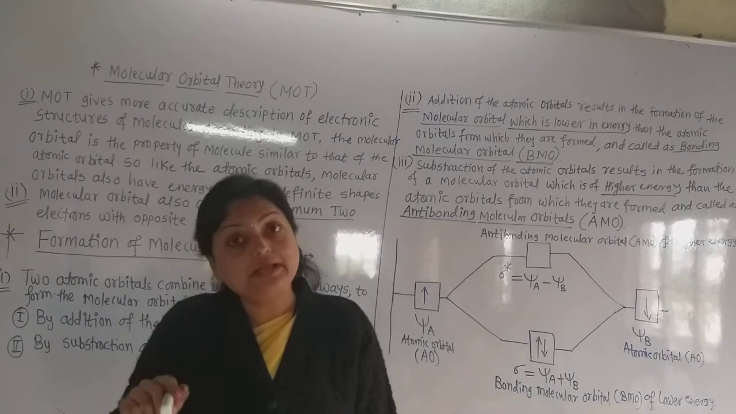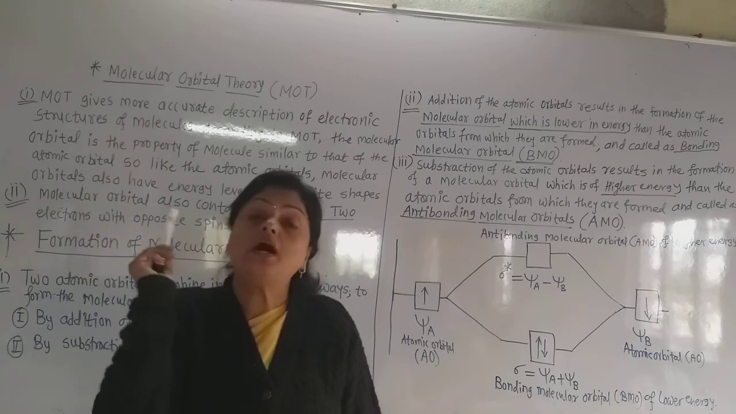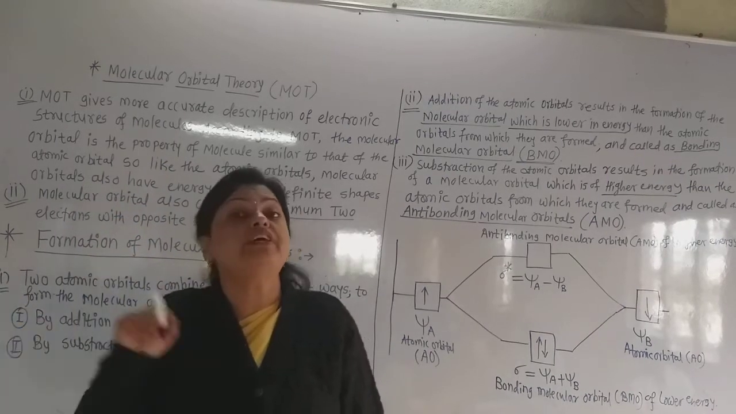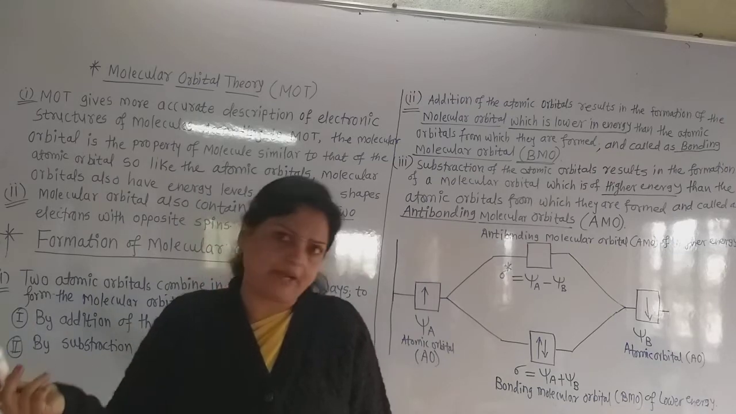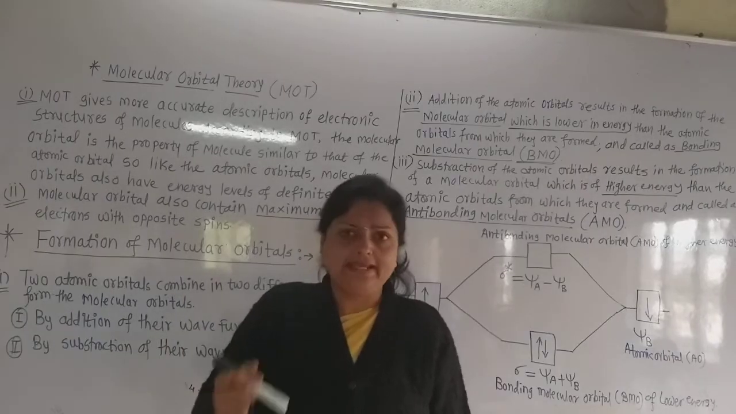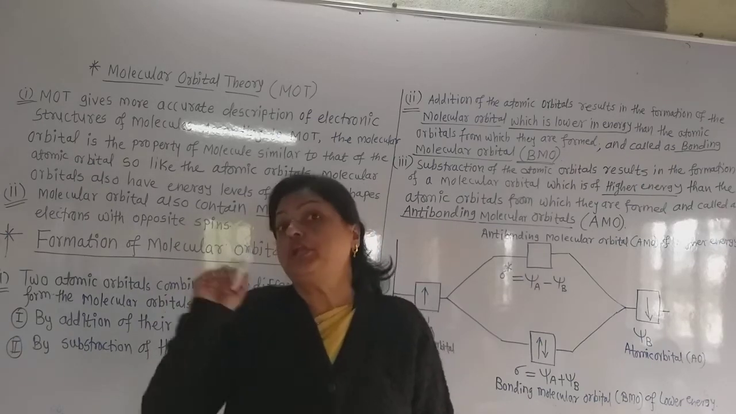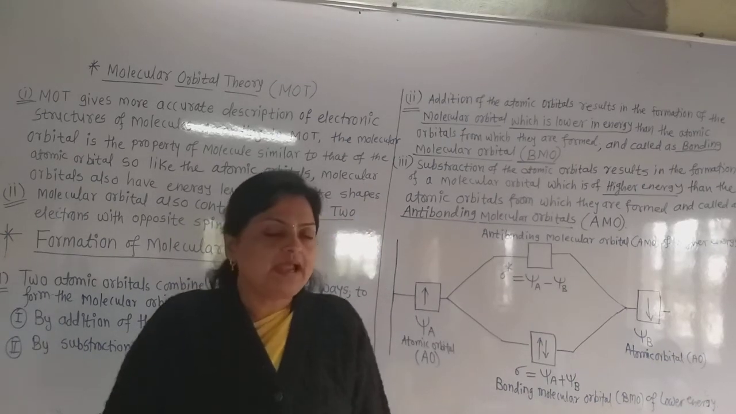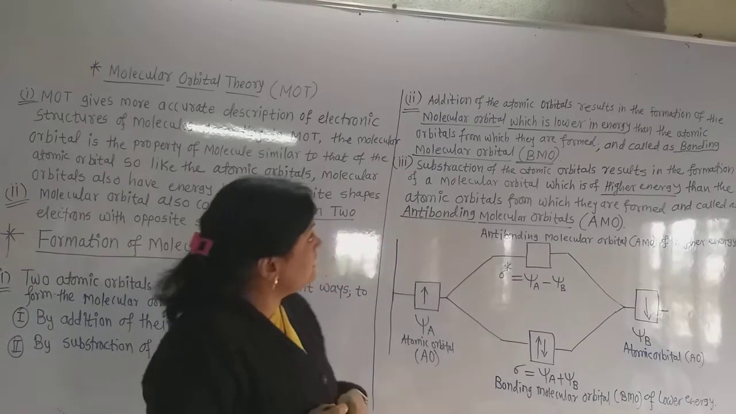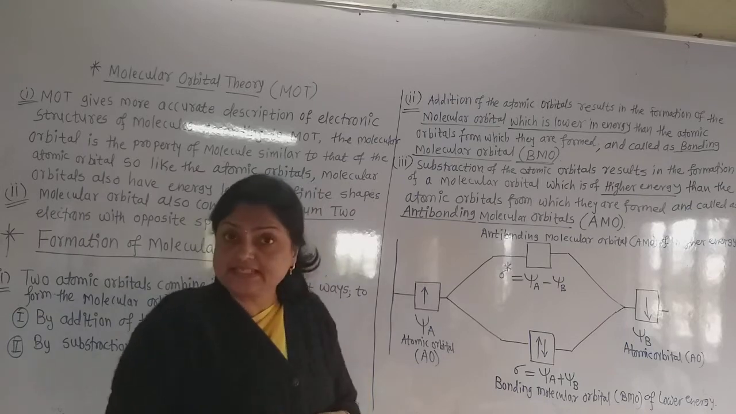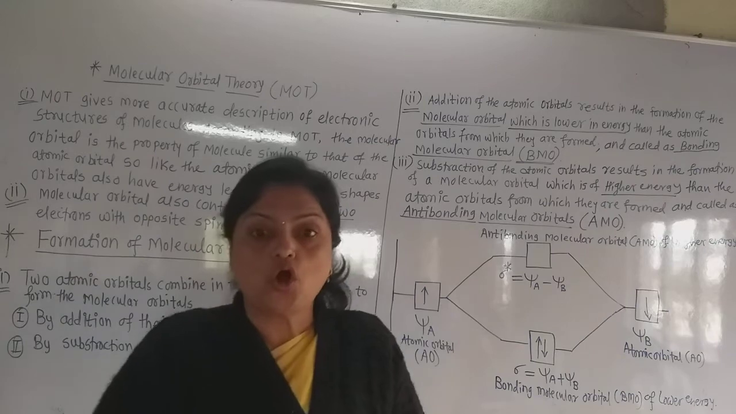Because the anti-bonding molecular orbitals have higher energy than the atomic orbitals from which they are formed, and due to the higher energy, stability is lower. So anti-bonding orbitals are less stable than the bonding molecular orbitals. And in this way, molecular orbitals are formed.